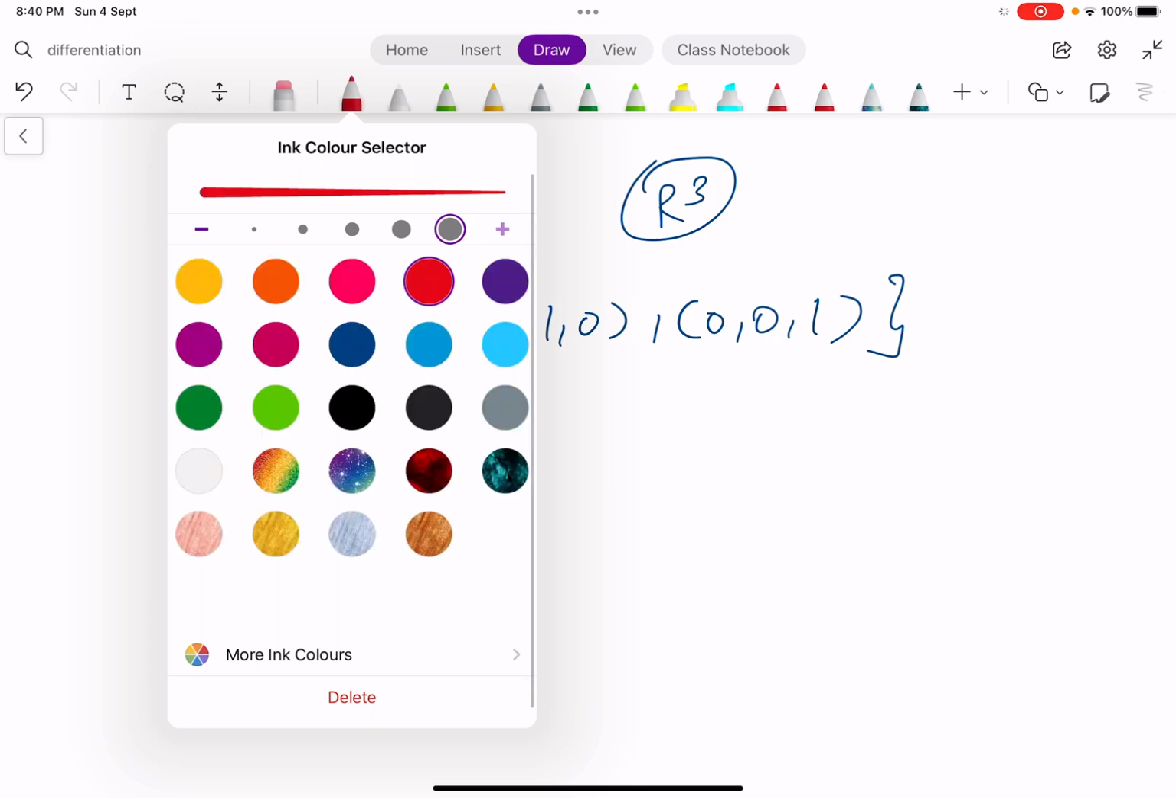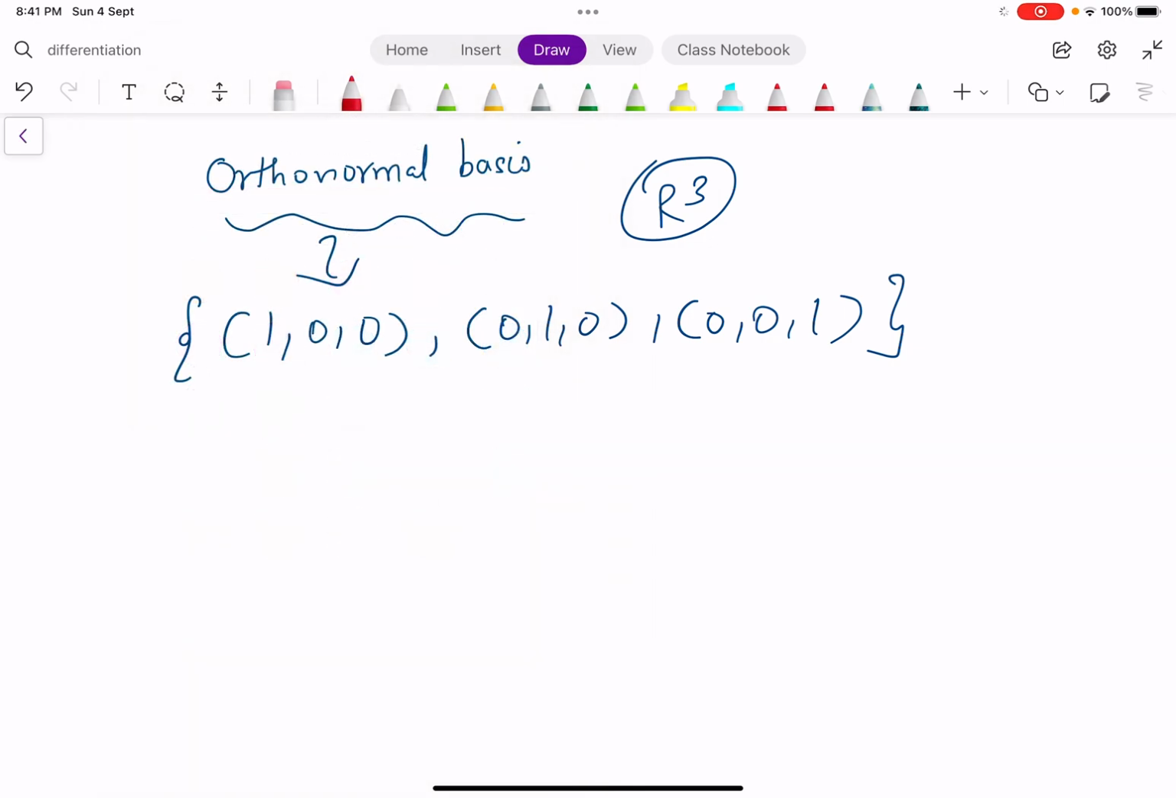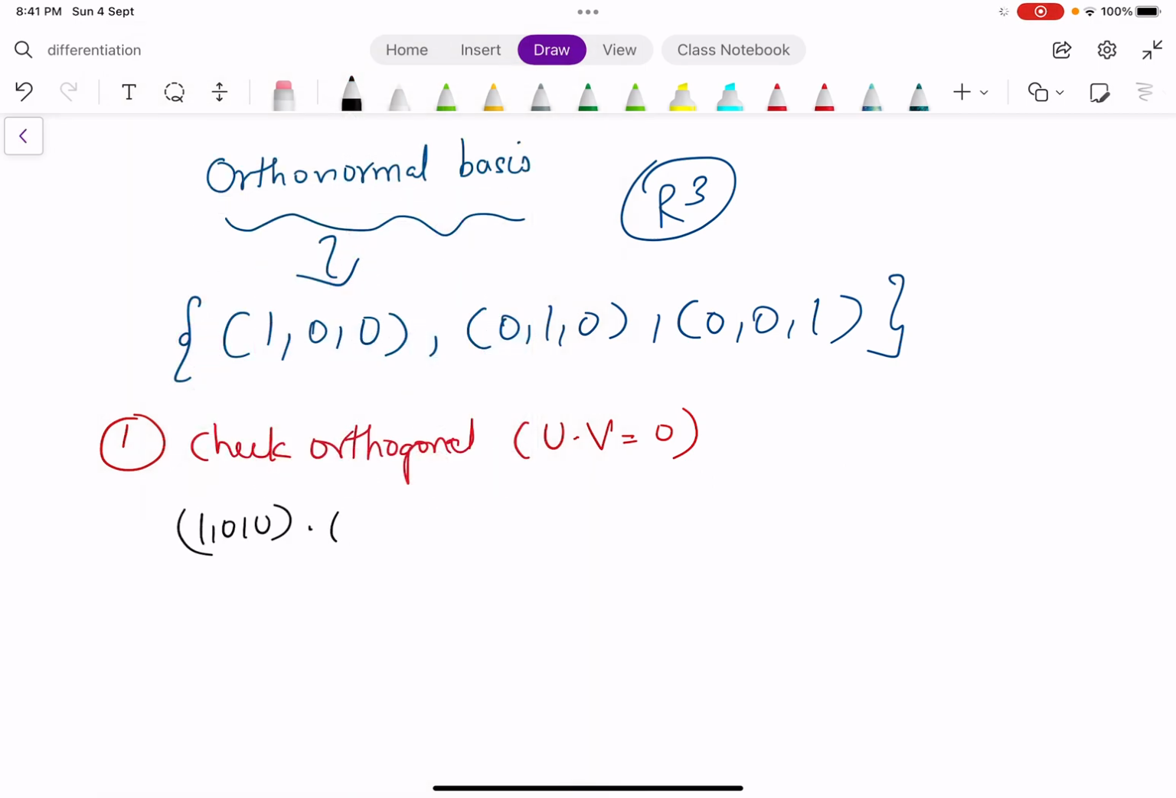The first thing for orthonormal is we have to check whether these vectors are mutually orthogonal. So the first thing is to check orthogonality. Orthogonal means the dot product of two vectors is 0: u dot v is equal to 0, which implies that these are orthogonal. So let's check it for all these vectors. Let's first do it for the first two vectors, that is (1, 0, 0) dot (0, 1, 0). So this is 1 into 0 plus 0 into 1 plus 0 into 0, which obviously is 0.